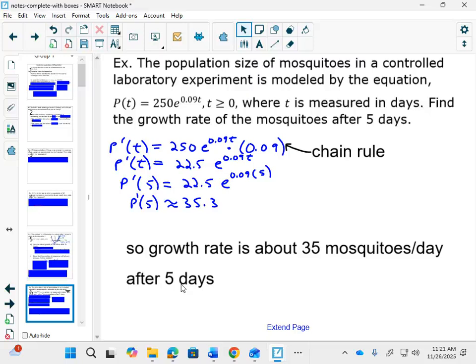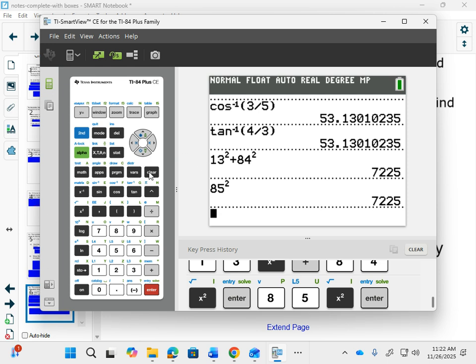If it was like 15,000 mosquitoes a day, I'd be a little bit more nervous. But it is exponential growth. We'll use our calculator to see if something crazy could happen if you kept this experiment going. So first of all, a review of some really nice things that you have on your calculator. So open my calculator up.